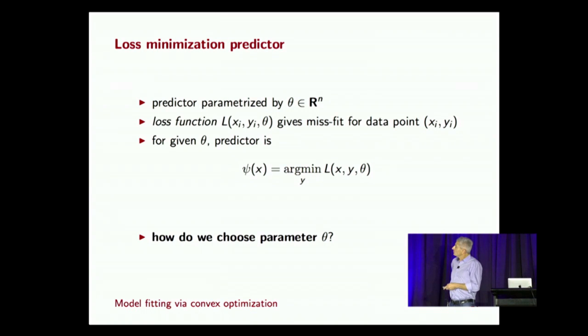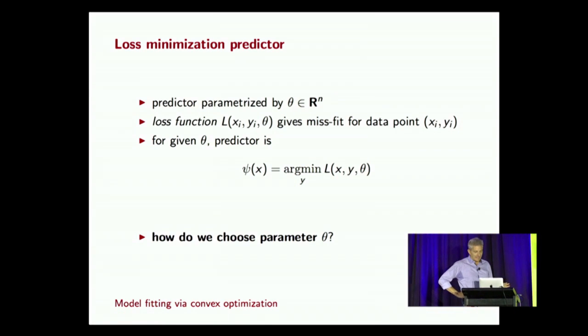And that's this. What you do is your predictor is going to be parameterized by a vector theta. So those are the coefficients in your predictor. And you're going to have a loss function. The loss function tells you how bad it is to fit the data point xi, yi with the parameter theta. Okay? And once I know what theta is, the predictor is going to be really simple. I'm going to get my x, and then I'm going to look at all of my possible outcomes y, and I'm going to take the one that gives you the lowest loss. Very, very simple, right? And natural.